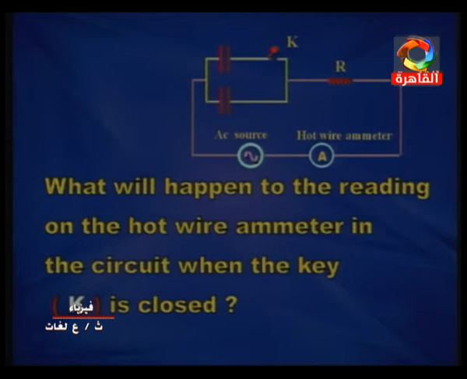What will happen to the reading on the hot wire ammeter? Hot wire ammeter is a device for measuring AC currents and DC currents, of course. What will happen to the reading on the hot wire ammeter in the circuit when the key is closed? Yes, when the key is closed, this means we are connecting another capacitor. So when connecting capacitors in parallel, capacity increases and XC equals 1 over 2 pi FC. So when capacity increases, reactance decreases and the current increases.